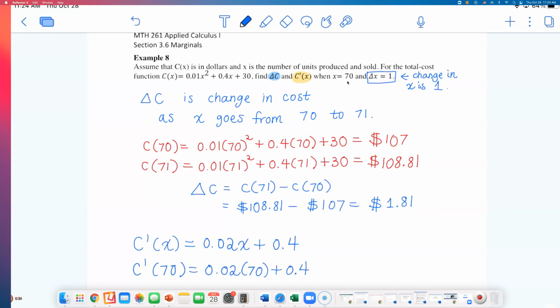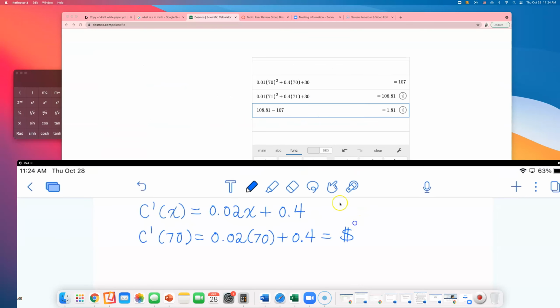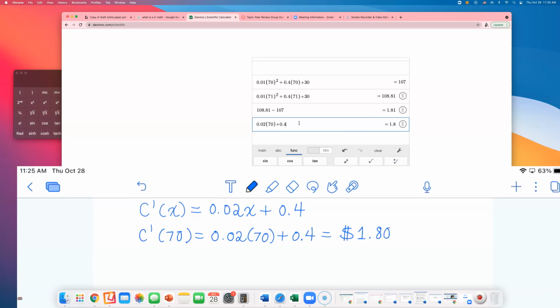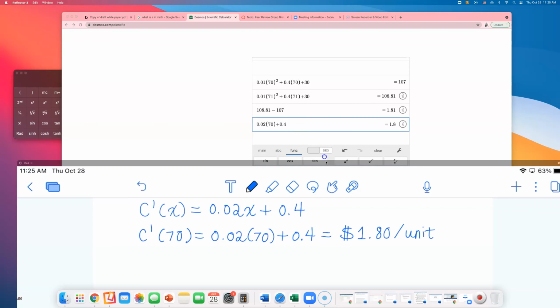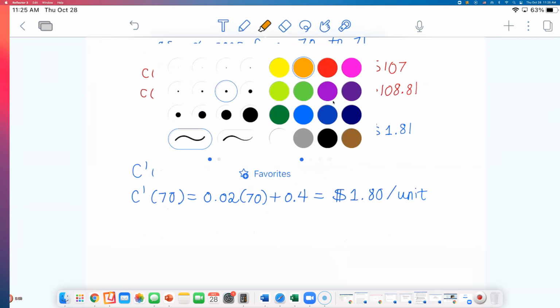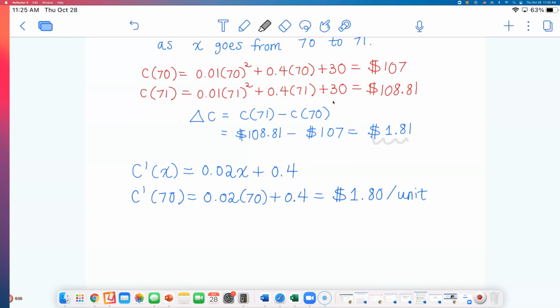And this will be very, very similar to what we got using the other method. But I'm going to go ahead and type this in now. 0.02 times 70 plus 0.4. That comes out to be $1.80 per unit. Okay, so we did everything that they asked, but just want you to notice how similar they are.